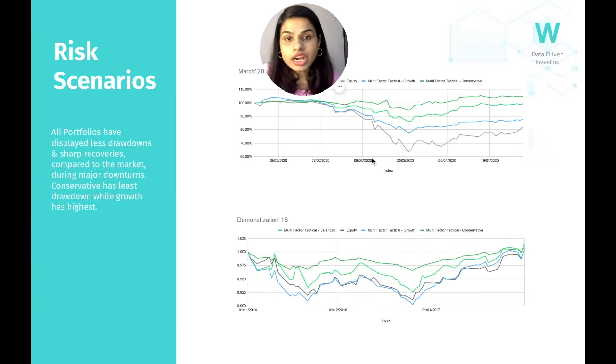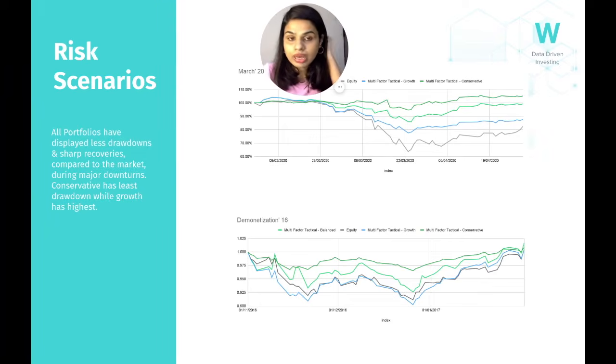Okay. So before I start talking about the thematic portfolios, I'll talk a little bit about the risk of investing in these portfolios. Like you will see in this drawdown chart for March 2020, when the market crashed 30%, your balanced only crashed around 18%, and your conservative portfolio even crashed less than 10% because of the strong risk management, strong asset allocation that these portfolios have during risky times.